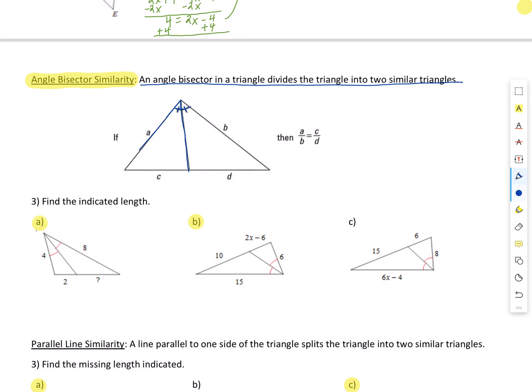So with that, that means that we have this triangle there, which is also similar to this triangle right here. So that means we can use our proportions to be able to figure out any lengths that we want to know.